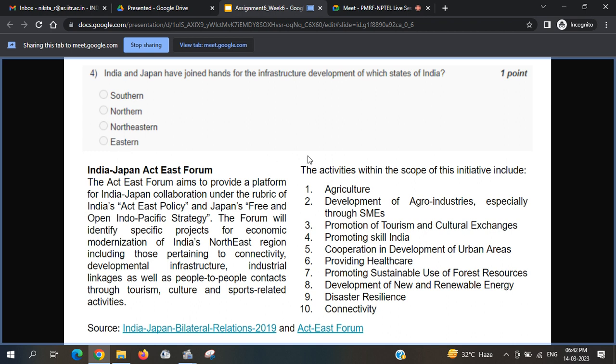So, the activities which are under the purview of this initiative include agriculture, development of agro industries, especially through small and medium enterprises, promotion of tourism and cultural exchanges, promoting Skill India, then cooperation in development of urban areas in the northeast, then providing healthcare. So, all the infrastructure and facilities related to healthcare services, then promoting a sustainable use of forest resources.